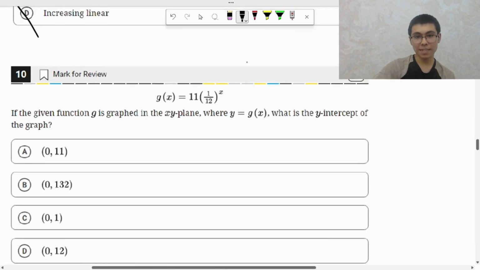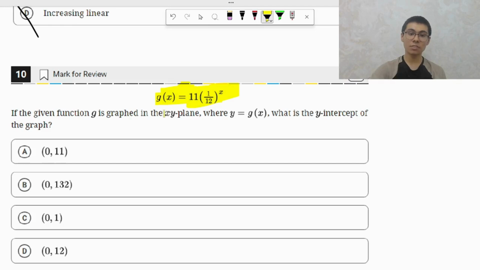So question number 10. Here we have the function g of x. If the given function g is graphed in the xy plane where y equals g of x, what's the y-intercept of the graph?